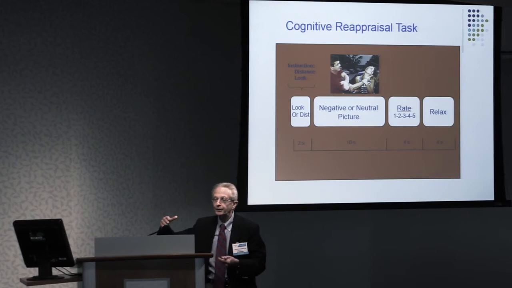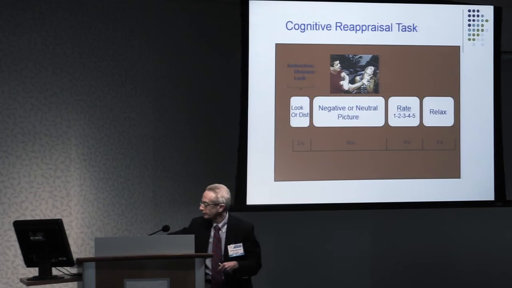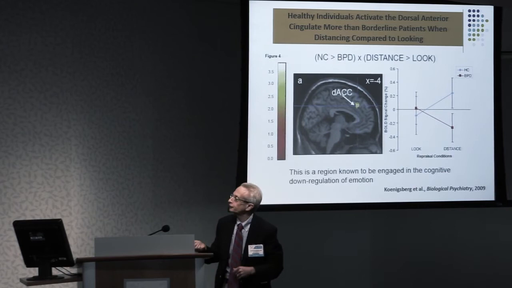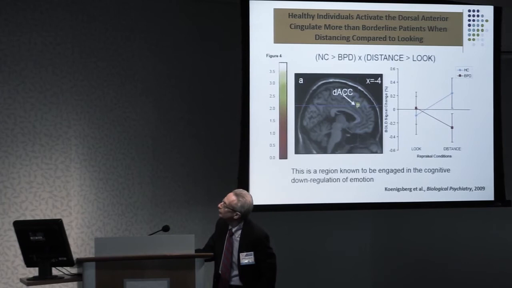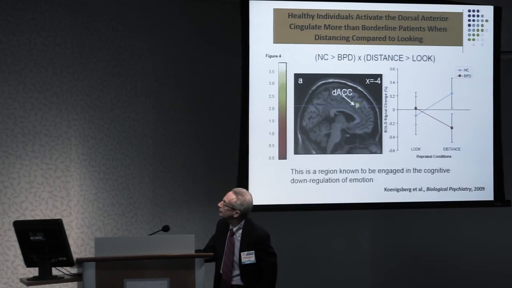So we can compare the regions of the brain that are active when people are distancing compared to when they're just looking. And when we look at that for borderline patients versus healthy controls, it turns out that one key area of the brain that is more highly activated in healthy people than in borderline people is this dorsal anterior cingulate. And if you unpack each group, the blue line represents the healthies, and you see that when the healthies go from looking to applying the distancing strategy, they're turning on this area, increasing the activation. The borderlines are not; if anything, they're decreasing it.